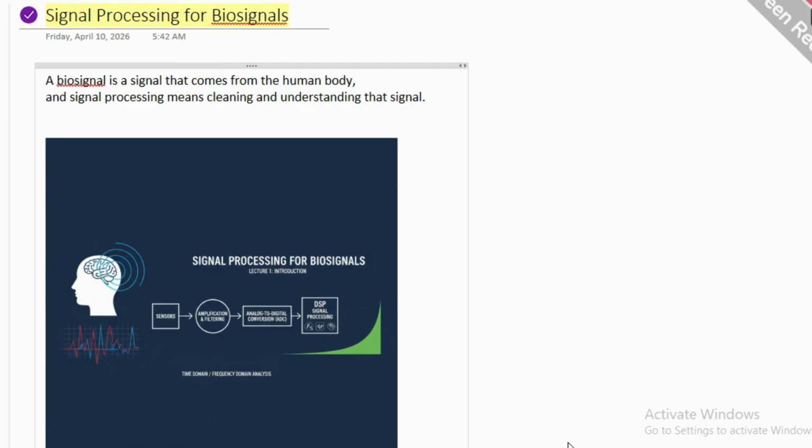And think of it like this. Imagine your body is a person and it is trying to send messages, but instead of speaking words, it sends signals. The heart says, I am beating like this, and the brain says, I am thinking like this. So these messages are biosignals.